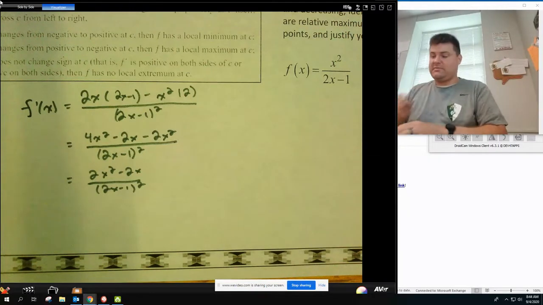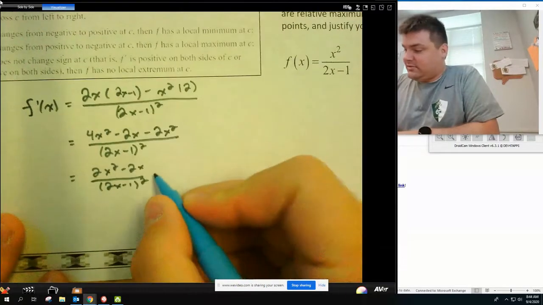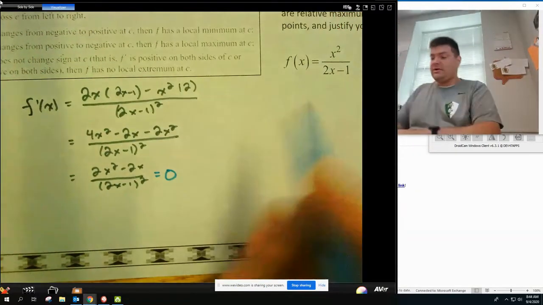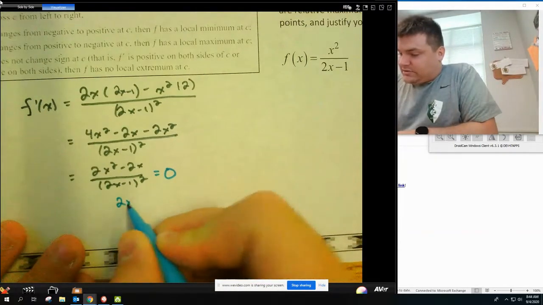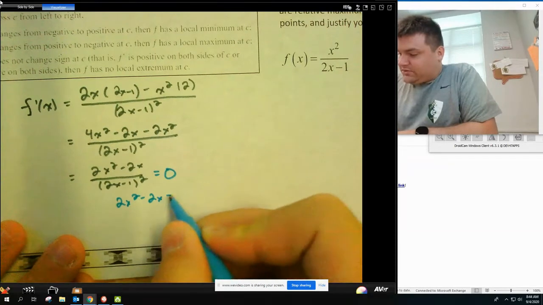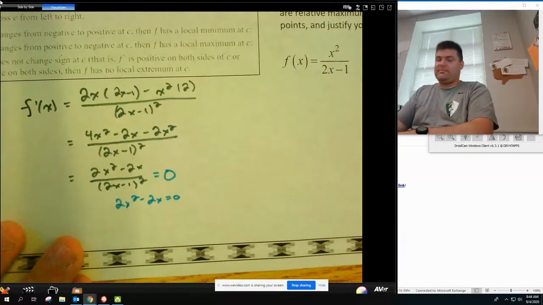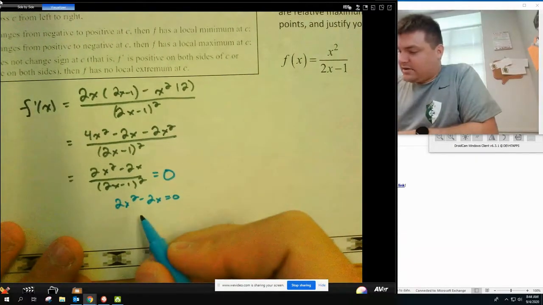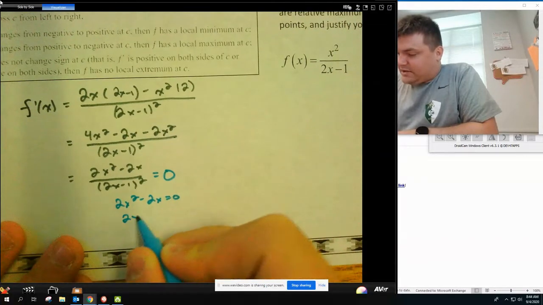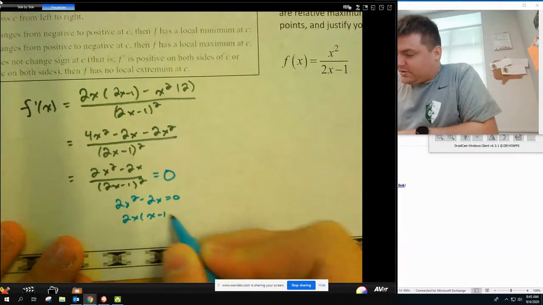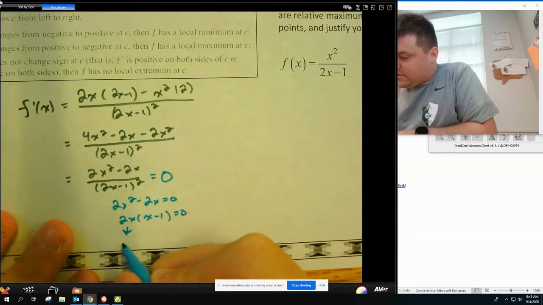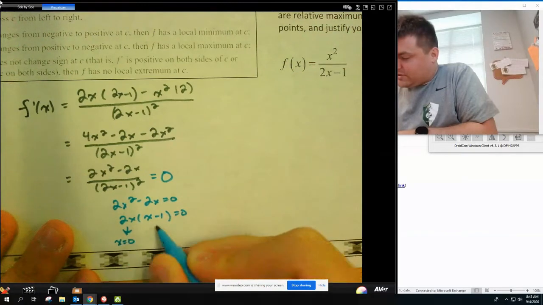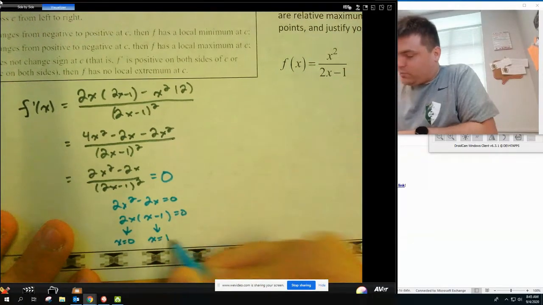So first, I'm going to do f prime is equal to 0. When I set it equal to 0, I'm going to get 2x squared minus 2x equals 0 because the bottom is going to cancel out. And I'm going to get a GCF here of 2x. So I'm left with x minus 1 equals 0. So I'm going to have a critical point at x equals 0 and then x equals 1.